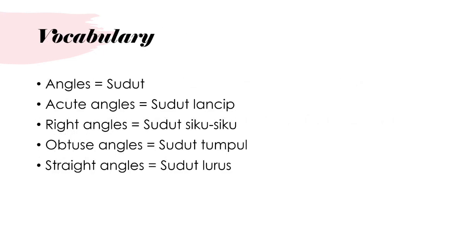And then the vocabulary that you learn in this chapter is angles, artinya sudut. Acute angles, artinya sudut lancip. Right angles, artinya sudut siku-siku. Obtuse angles, artinya sudut tumpul. Straight angles, artinya sudut lurus.